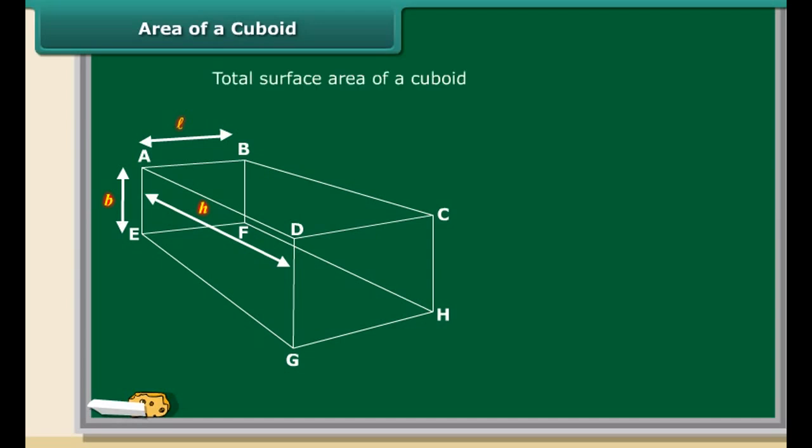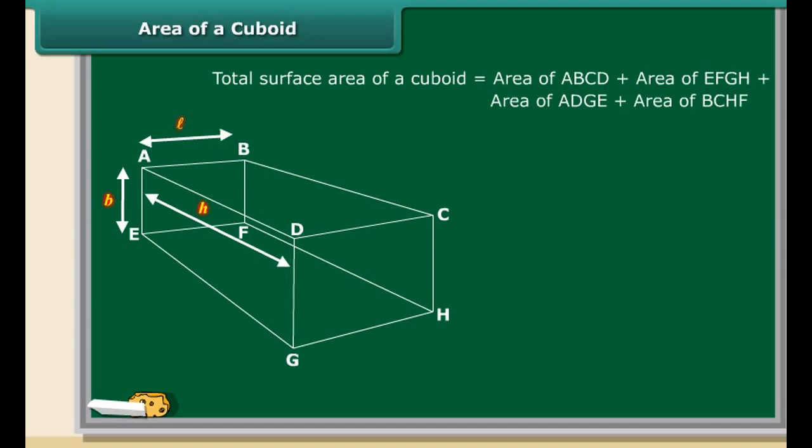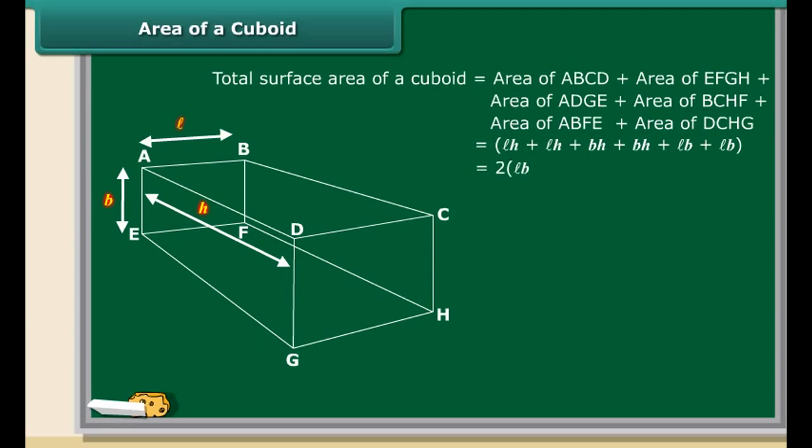Then the total surface area of cuboid is equal to the sum of the areas of six faces ABCD, EFGH, ADGE, BCHF, ABFE, and DCHG, which is LH plus LH plus BH plus BH plus LB plus LB. Therefore, total surface area of a cuboid is equal to 2 into LB plus BH plus HL.